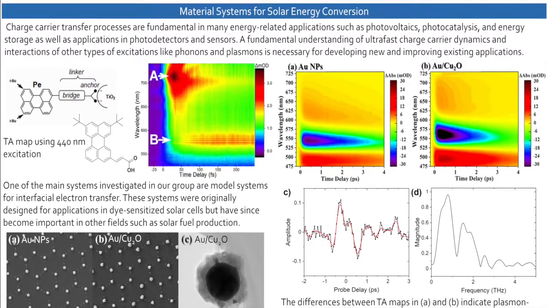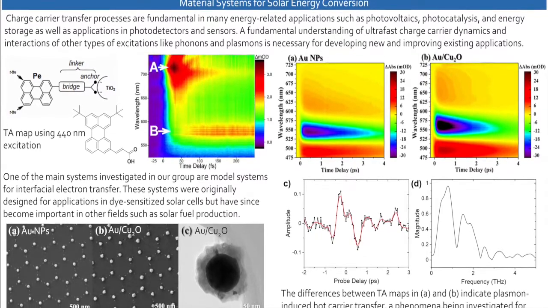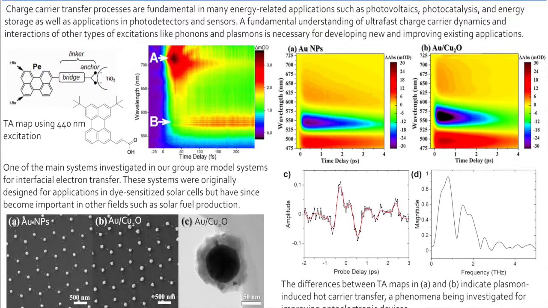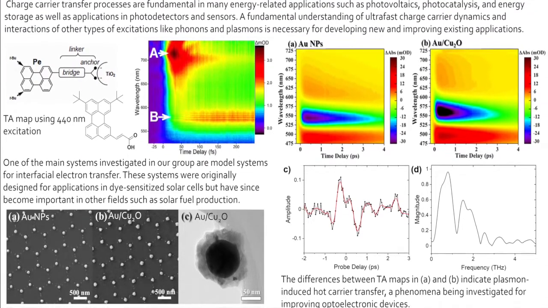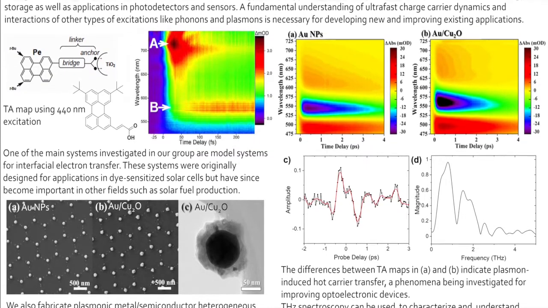By changing the types of dye molecules and how they bind to the semiconductor film, we can measure different time constants and thus the change in efficiency of this electron transfer. Similarly, we can measure hole injection from metal nanoparticles to a semiconductor.